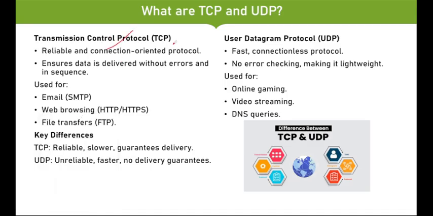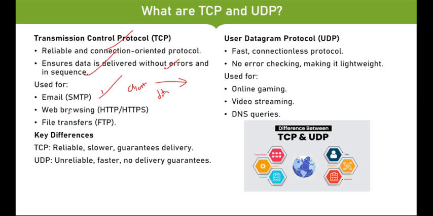So TCP is a reliable and connection-oriented protocol. It ensures data is delivered without any errors and in sequence. So this is the TCP protocol. Then let's say if you want to send any email, we require a proper connection there, because we don't want to lose any data packets in between. Whatever data the client and the server send, those are known as data packets in networking.